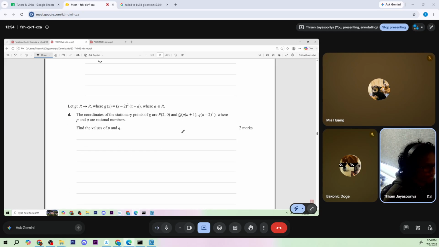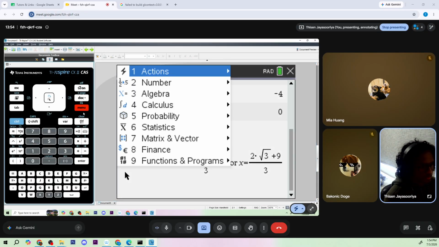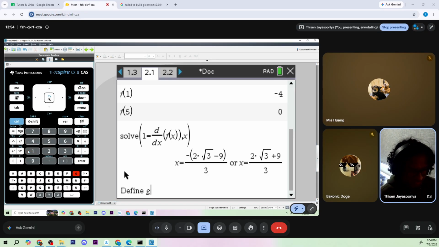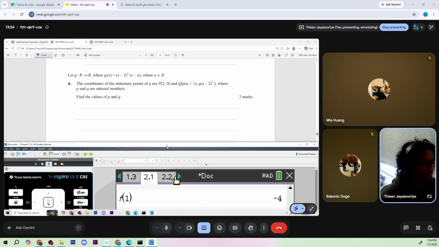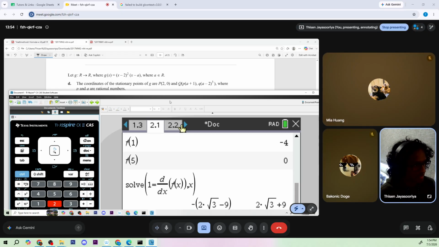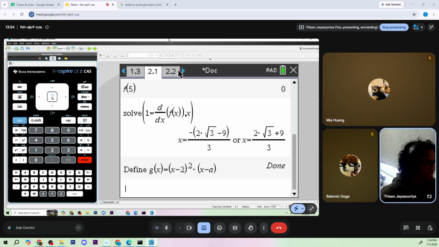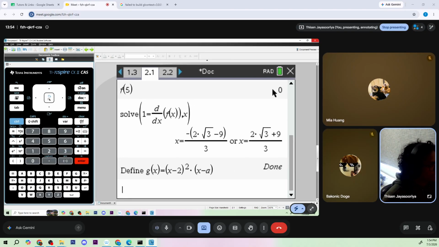Here, this question gives me a new function. I have to find a new function. So here, menu 1, 1. So here I have g of x equals what? What's g of x? G of x equals x take away 2 squared, x take away a. So x take away 2 squared, x take away a. Yeah? I have these ones.